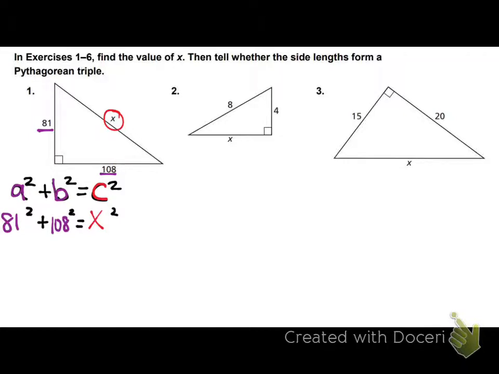This is why you want a calculator, because nobody wants to be doing 81 times 81. In a basic calculator, you want to do 81 times 81. 6,561, and then what is 108 squared? 11,664. And then this dropped down, the x squared. We didn't do anything with it.